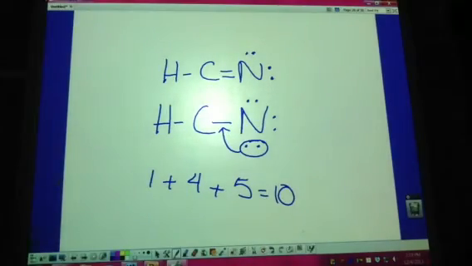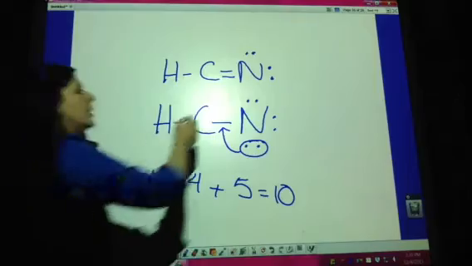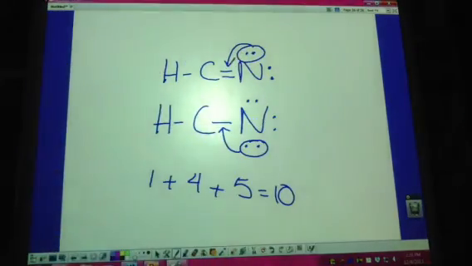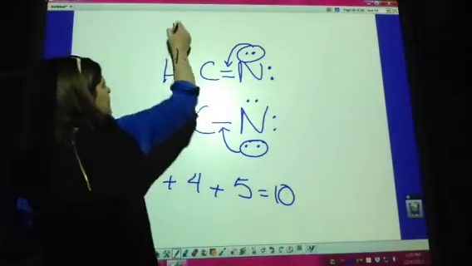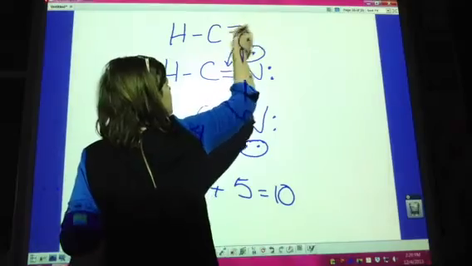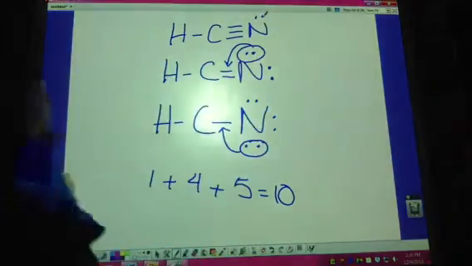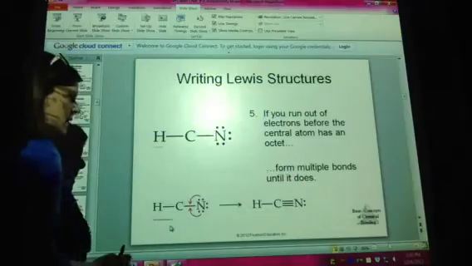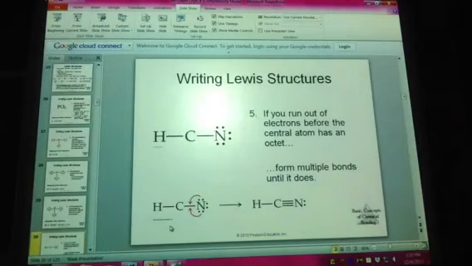But that's still not good because carbon still doesn't have a full octet. So I need to do one more. Nitrogen's going to still share, and carbon's going to be a little greedy and try to take that electron pair. So they're going to share that, and that's going to give me HC triple bond N with my 1 lone pair. So that's why we see this one right here in terms of forming multiple bonds, okay?